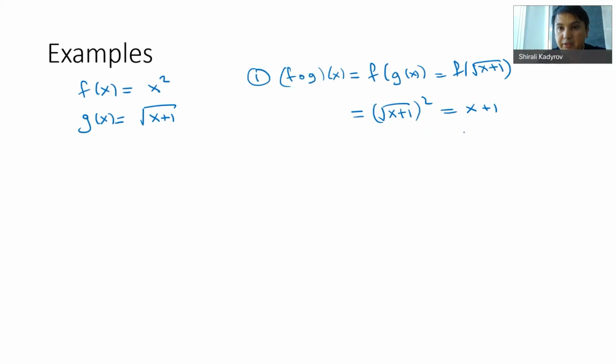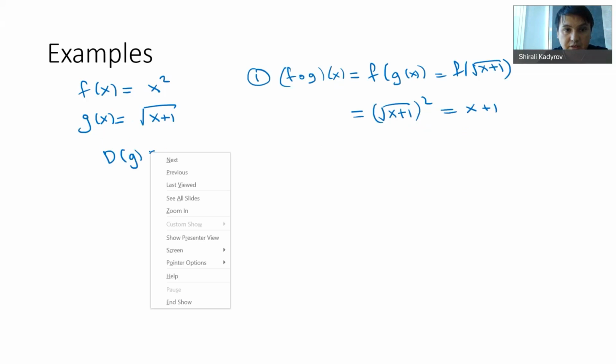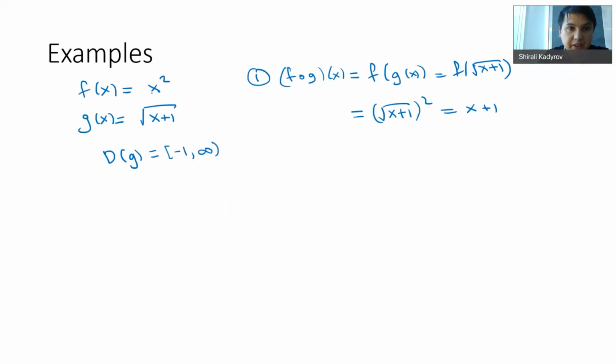However, we need to be a bit careful here. What is my domain here? What is the domain for g? Well, inside of the square root cannot allow negative values, so my domain must be from -1 to infinity. So that's it. But then for f, I don't have any restriction. X squared is perfectly fine. So the domain of this composite is the same as the domain of g.